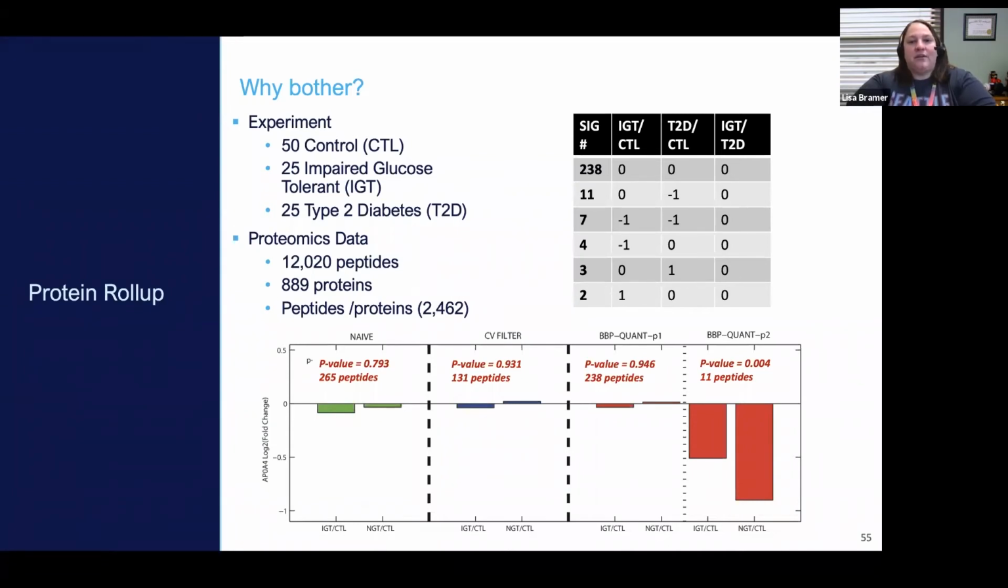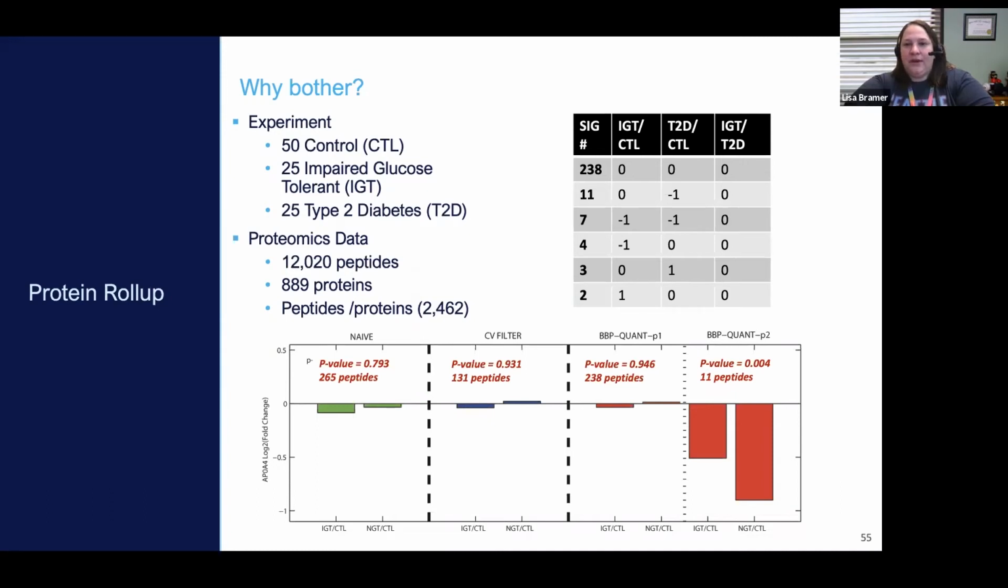So if we looked across all the peptides for this particular protein, you could see there are roughly, so the signature number on the left, if you add all of those up, that's how many peptides actually map to that protein. So roughly about 260 peptides that map to the one protein.